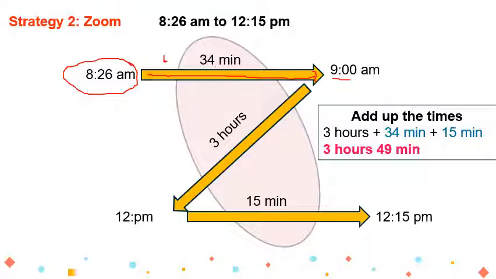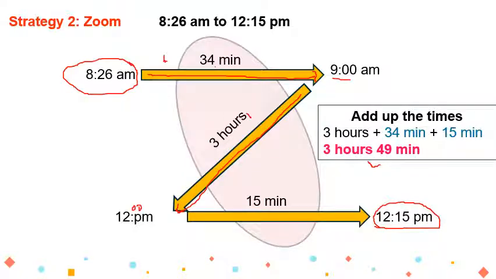So 9 a.m. plus 3 hours is going to bring me to 12 p.m. I've written 12 p.m. in a funny way there, missed out the zeros. So 9 plus 3 is going to bring me to 12 p.m. So I'm going to put my 3 hours here. I'm going to zoom down here. Now I'm at 12 p.m. Again, another 15 minutes brings me to 12:15 p.m. Then again, similar to the last time, I'm just adding up these times. So I've already got 3 hours, that's fine. So adding 34 plus 15 is 49. So 3 hours, 49 minutes.